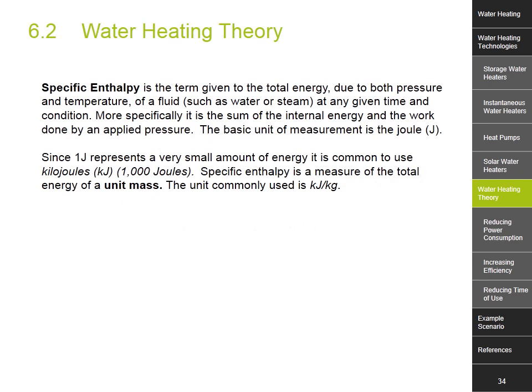Specific enthalpy is the term given to the total energy due to both pressure and temperature of a fluid such as water or steam at any given time and condition. More specifically, it is the sum of the internal energy and the work done by an applied pressure. The basic unit of measurement is the joule, J. Since 1 joule represents a very small amount of energy, it is common to use kilojoules or kJ. Specific enthalpy is a measure of the total energy of a unit mass. The unit commonly used is kilojoules per kilogram.